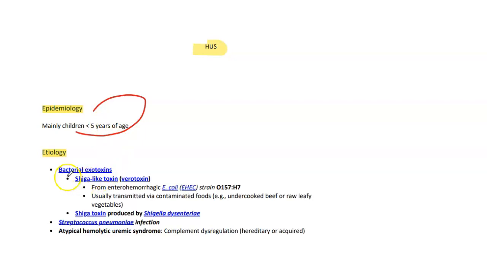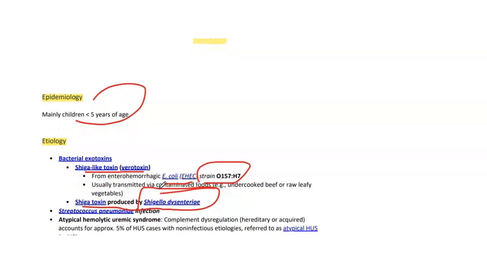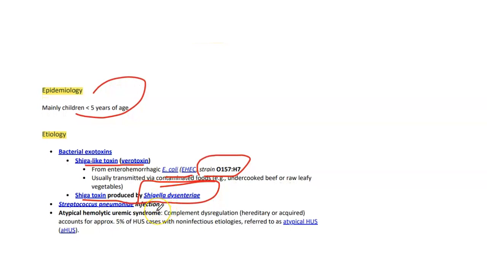Bacterial exotoxin. We have Shiga-like toxin, known as verotoxin, which is produced by enterohemorrhagic E. coli, strain O157:H7, usually transmitted via contaminated foods. Shiga toxin is produced by Shigella dysenteriae, while Shiga-like toxin is produced by E. coli. Then we have Streptococcus pneumoniae infection, which also accounts for some cases, but it's rare.